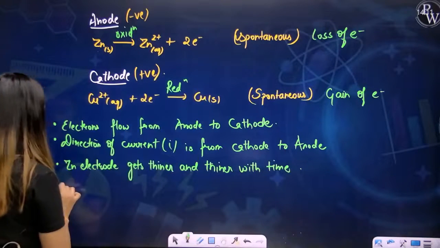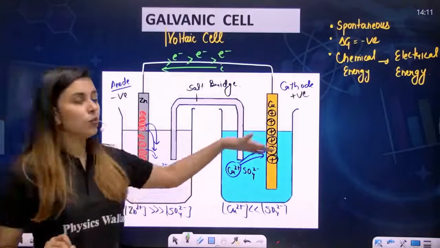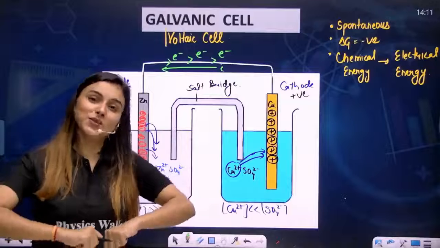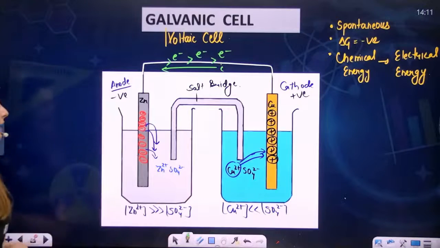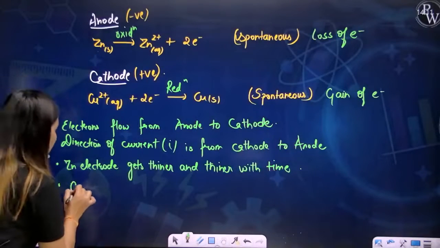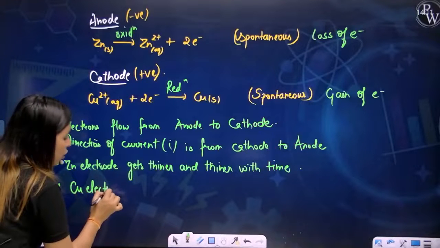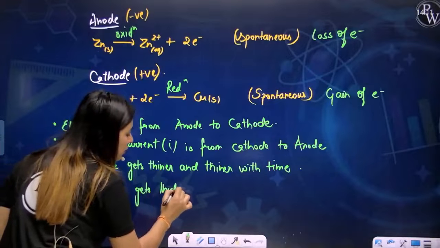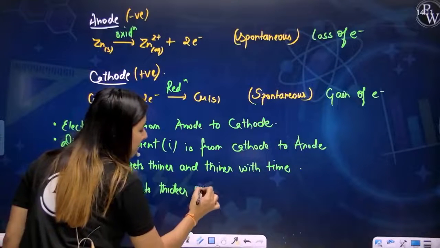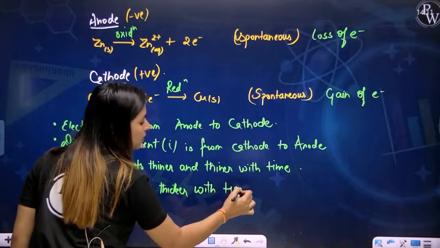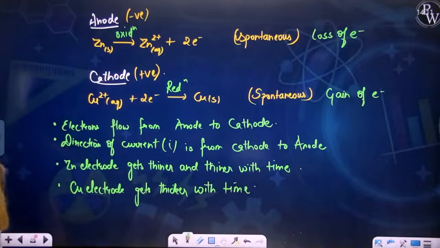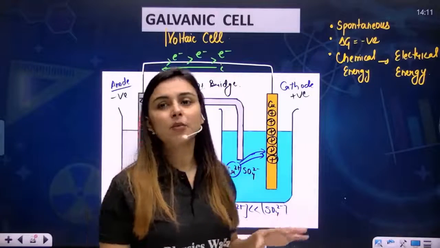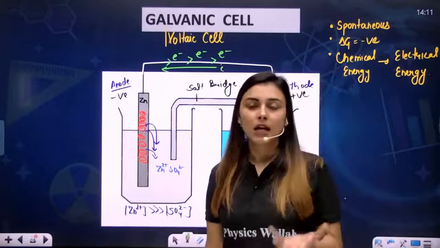And if we talk about the cathode part, more and more copper is getting deposited, so it gains weight. So we can say that it gets thicker and thicker. So the copper electrode gets thicker with time, right? I hope you're clear with this part. Perfect. So this is the whole setup of your galvanic cell.